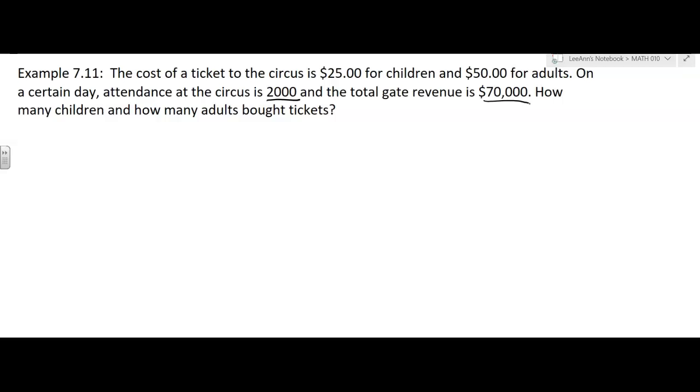So you could say, well, let's let C be the number of children and A be the number of adults. So we just have adults buying tickets and children buying tickets. And it's based on this information. We know there's 2,000 people that came, and we know we brought in $70,000. That's based on the number of people that came, number of children, number of adults. Okay, so I'm going to use C and A. You could use X and Y if you wanted to.